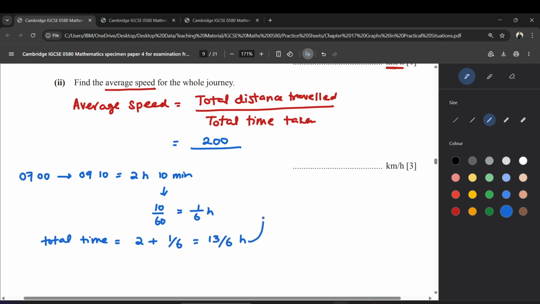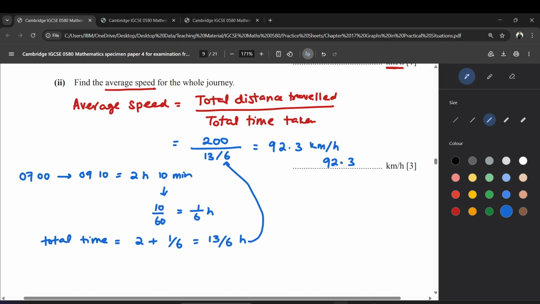Okay, now I'm going to plug this value into my formula. So 200 divided by 13 divided by 6, and that gives us 92.3 kilometers per hour to 3SF. Okay, remember that if you have an answer which is not an exact value, then you must give your answer to 3SF, and if it is an angle, then it should be given to one decimal place. All right.